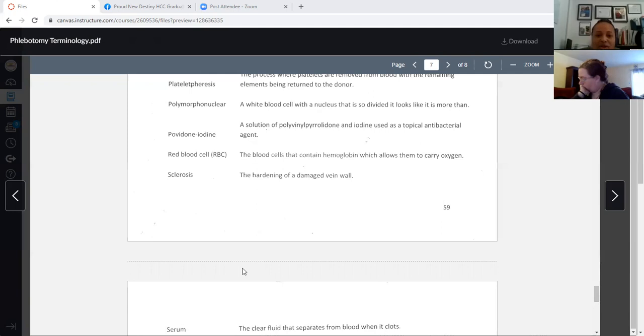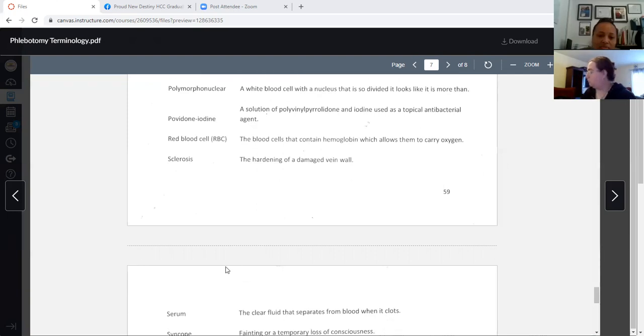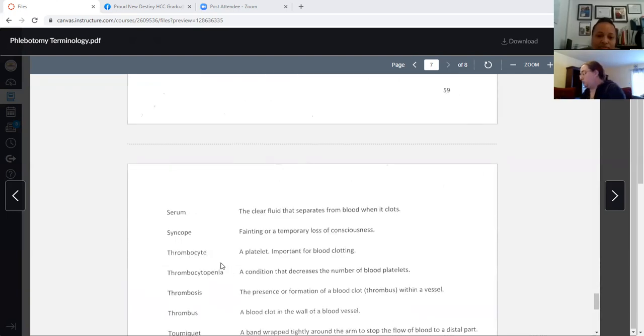Sclerosis, the hardening of a damaged vein wall. Serum, we want to highlight serum. That's the clear fluid that separates from blood when it clots. Syncope, you want to highlight syncope. That is fainting, or a temporary loss of consciousness.